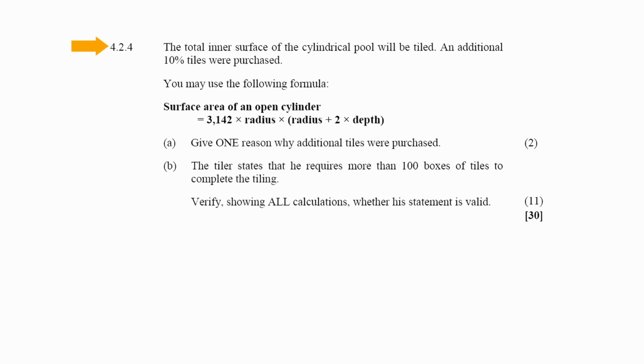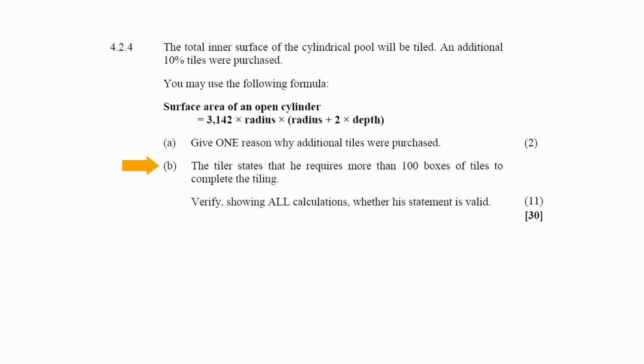In question 4.2.4, it is stated that the total inner surface of the cylindrical pool will be tiled. An additional 10% tiles were purchased. You may use the following formula. Surface area of an open cylinder equals 3,142 multiplied by the radius multiplied by the sum of the radius plus 2 multiplied by the depth. In question 4.2.4a, you have to give one reason why additional tiles were purchased. One reason could be to allow for breakage during the installation of the tiles.